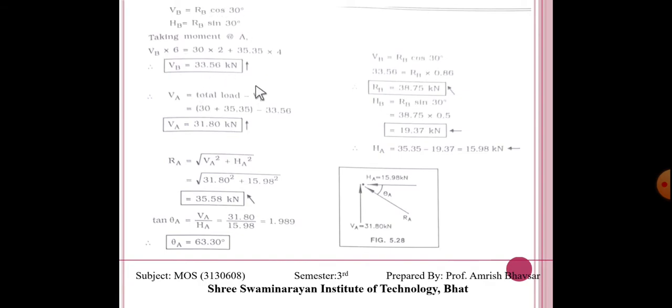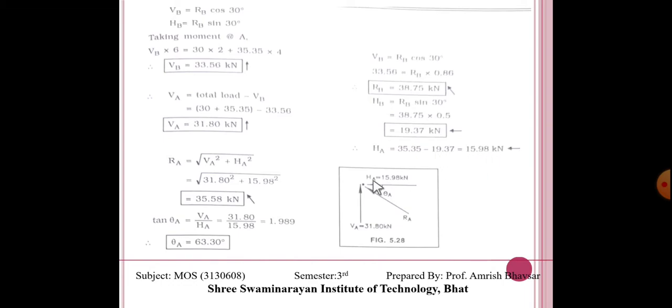Now VA is equal to total load minus VB. So here we will get VA also. Now VB is equal to RB cos 30. So we will get RB is equal to 38.75. Once we get RB, then we can also calculate HB. HB is equal to RB sin 30. So it is 19.37. Now HA is equal to 35.35 minus HB. So we will get HA is equal to 35.98.